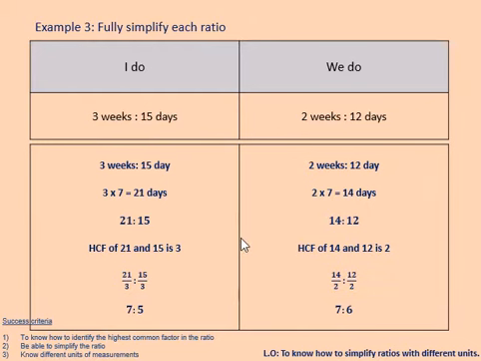Okay, and for the WeDo, we've got 2 weeks to 12 days. Converting the 2 weeks into days, 7 days in a week, so 2 weeks goes to 14 days. So the ratio becomes 14 to 12, 14 days to 12 days. Find the highest common factor of 14 and 12, which is 2. 2 goes into 14 7 times, 2 goes into 12 6 times, so it goes 7 to 6 in its most simple form. Really well done if you got that right.